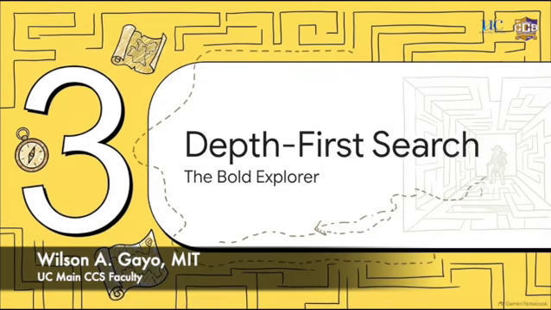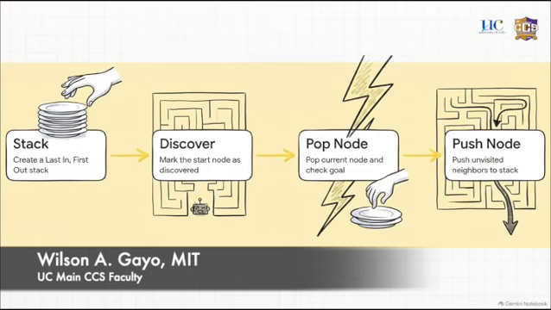Section 3. Depth-first search explained, the bold explorer. Now let's see how depth-first search completely flips that search behavior. If BFS is a slow, expanding ripple, DFS is like a lightning strike. Its core logic uses a stack data structure, which is last in, first out. Picture a stack of plates in a cafeteria. You don't pull a plate from the very bottom. You take the one that was just dropped on top.